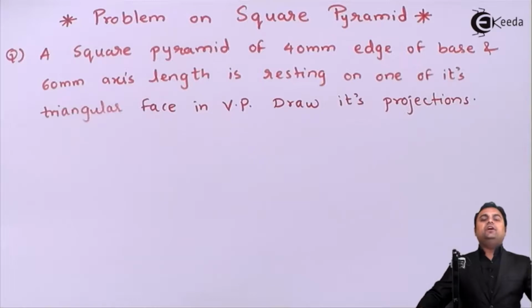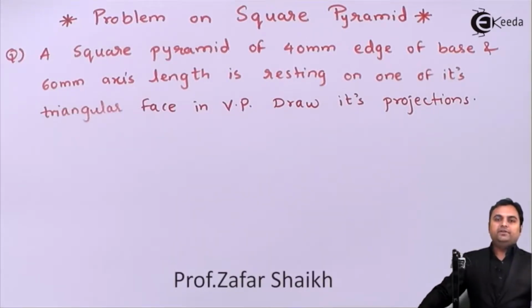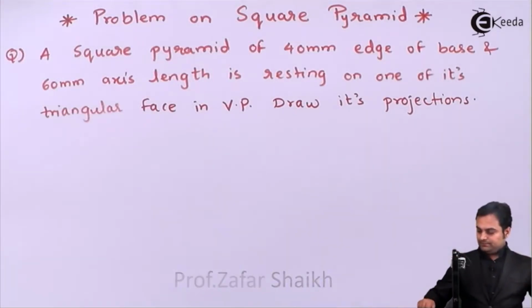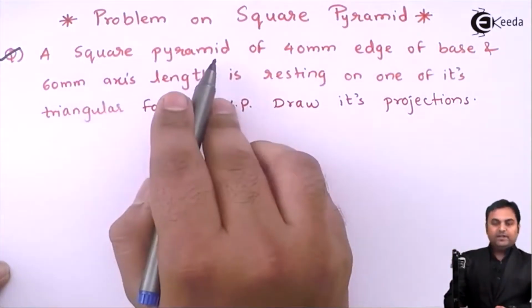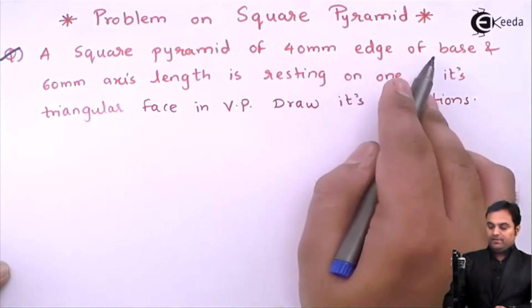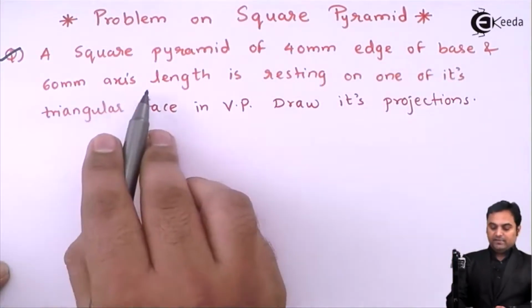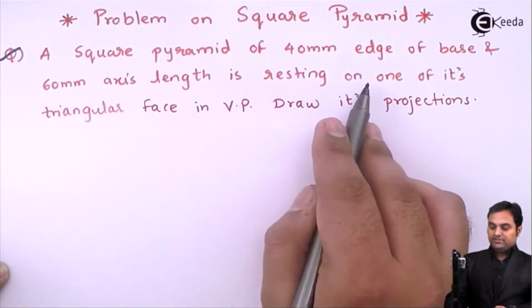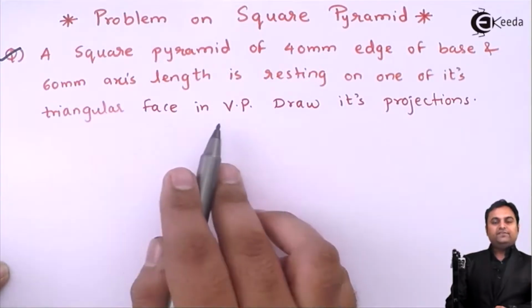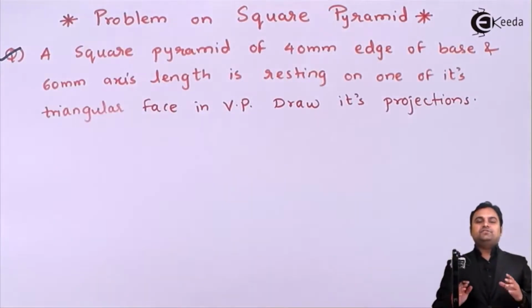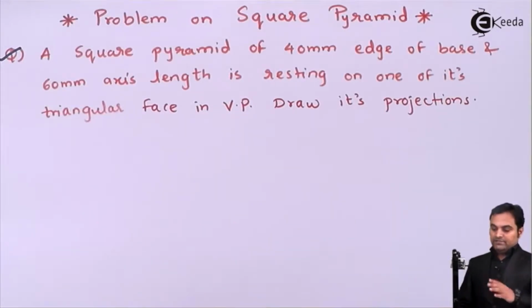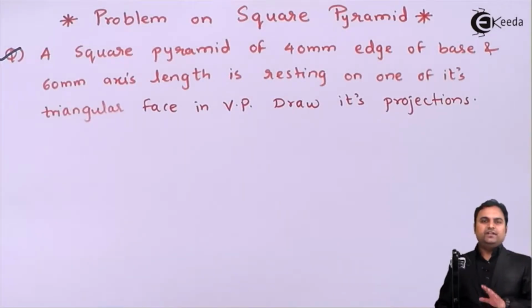In this video, we are going to see a problem on square pyramid. Here is the question. A square pyramid of 40 mm edge of base and 60 mm axis length is resting on one of its triangular face in VP. Draw its projections. So this is the question in front of us. Just by reading the question, it is understood that the type of solid is square pyramid.